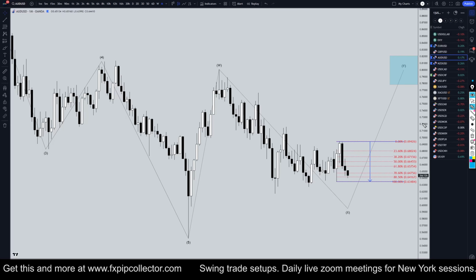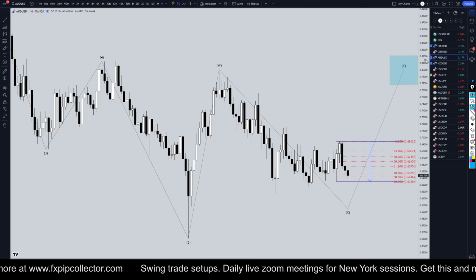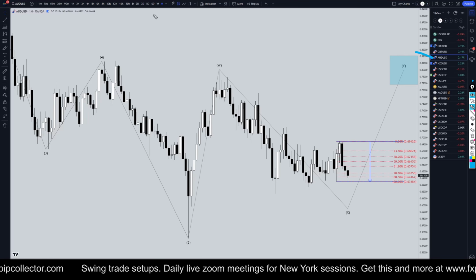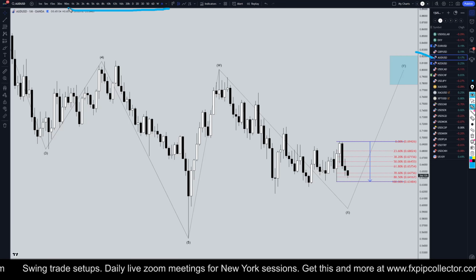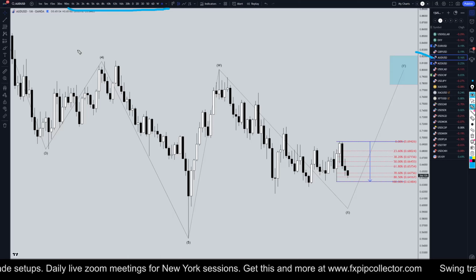Today is Thursday, December 5th, and I'm going to be analyzing the Aussie US dollar, starting on the monthly, working my way all the way down to the 1 hour time frame for the full top-down analysis.